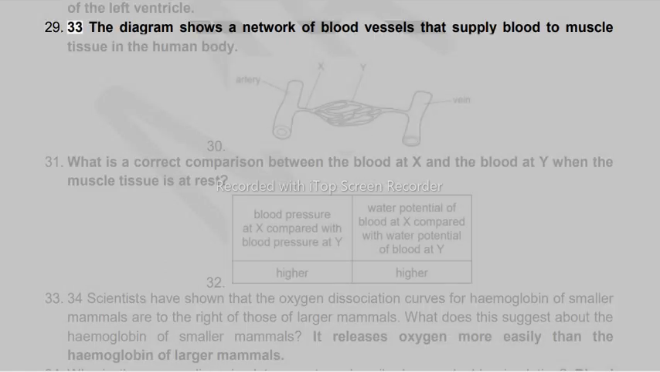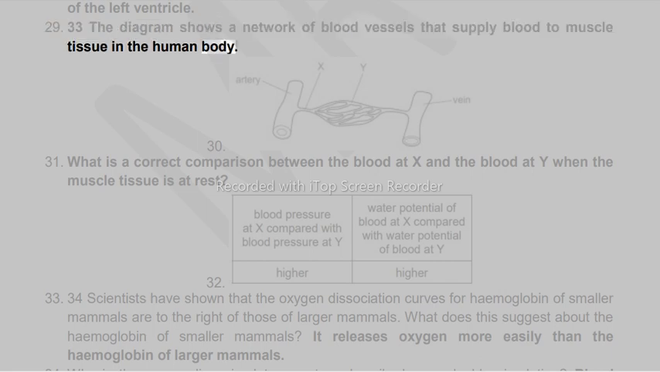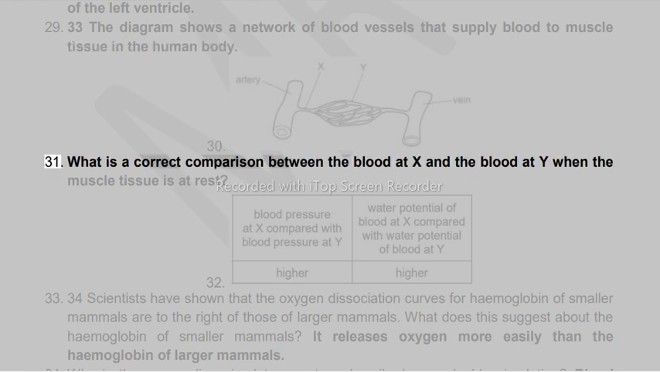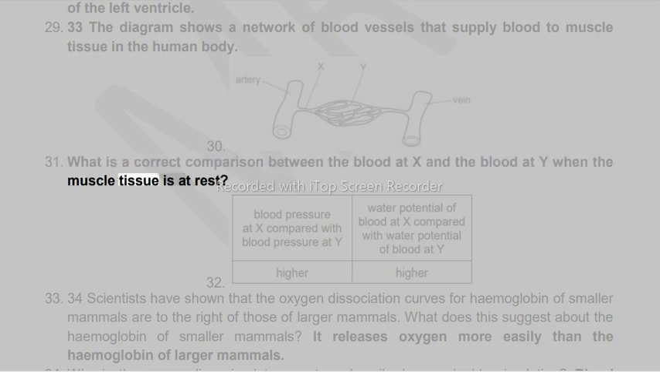21. The diagram shows a network of blood vessels that supply blood to muscle tissue in the human body. What is a correct comparison between the blood at X and the blood at Y when the muscle tissue is at rest?